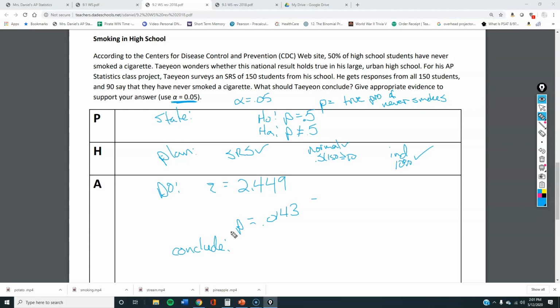So our p-value is less than our alpha, right? P is less than alpha. So our p-value is very small. Because of that, this is our conclusion. We have convincing evidence to conclude that the proportion of students at Tavon's school who say they have never smoked is different than the national result of 0.5. Okay, so we have significant evidence. We can't say greater than or less than because that's not what we were testing. All right, we're going to move on to the next one.